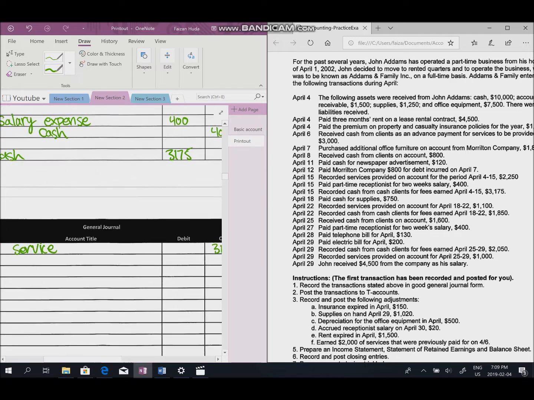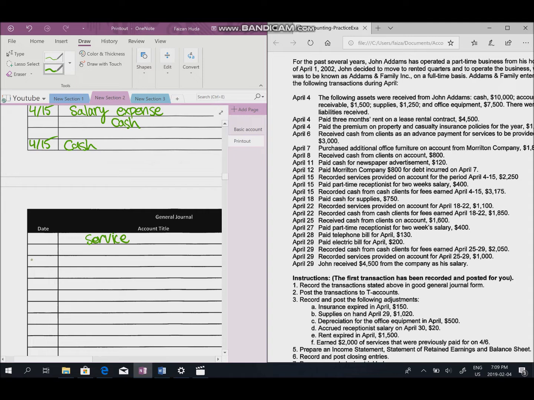Moving on to our next transaction, which is April 18. This one is a pretty easy one, I believe. We paid cash for supplies, $750. Since I paid cash for supplies, that means I bought those supplies. When I bought them, my supplies account would increase. They're mine now. They are my assets now. So this is the reason why they would increase. Since I bought them, they're mine now. I own these items. The person who I paid no longer owns these items.